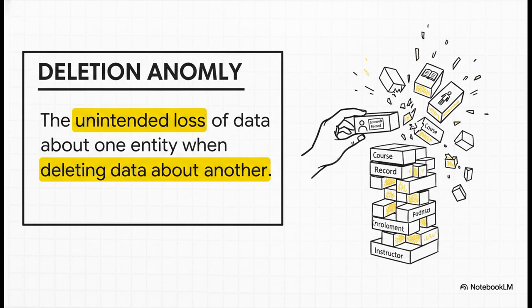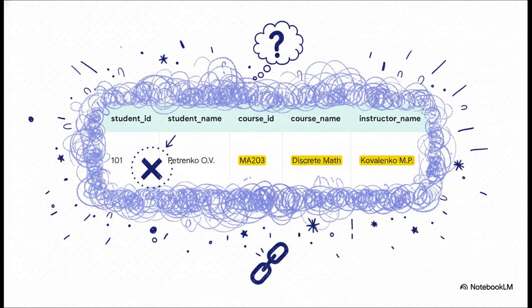This one is especially dangerous because when you delete one piece of information, you can accidentally wipe out other, totally unrelated data along with it. Okay, let's say student Petrenko is done with discrete math, and we want to remove that enrollment record. Now watch what happens. Since Petrenko was the only student in that class, when we delete this row, we don't just lose the enrollment. We lose every shred of information that the discrete math course even existed and that Kovalenko taught it. It's just gone, vanished.